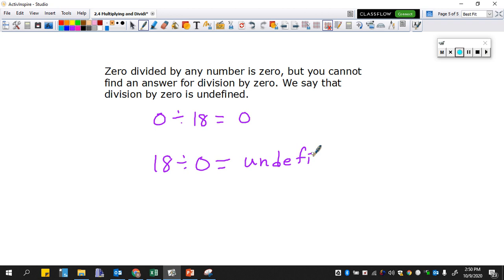We can see that especially if we're writing a division problem as a fraction. In other words, we could say 0 divided by 18. We know that that's 0. But we can never have a 0 in the denominator, because that's always going to be undefined. All right, so make sure you understand that and copy that into your notes also when you get a chance.